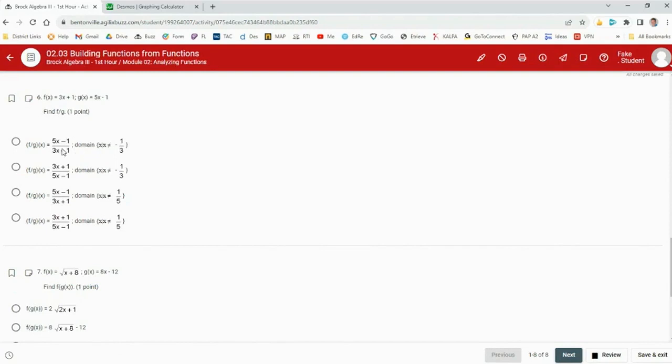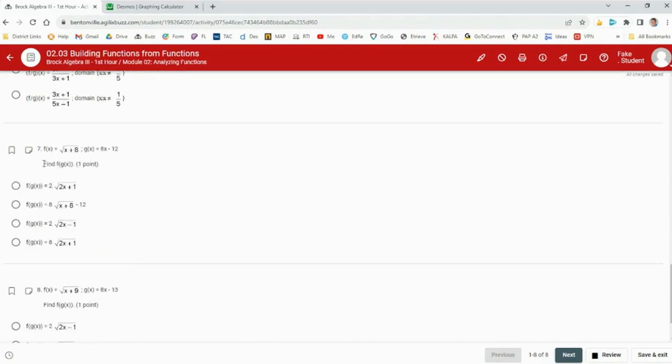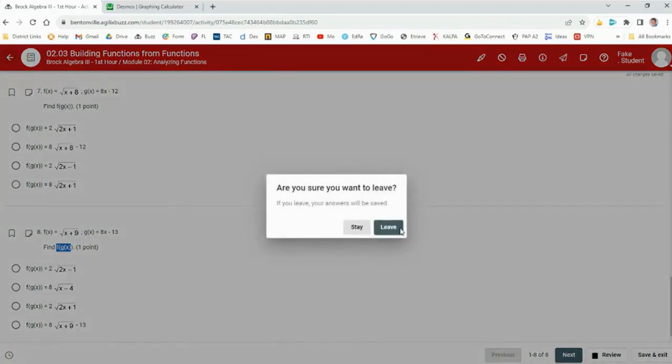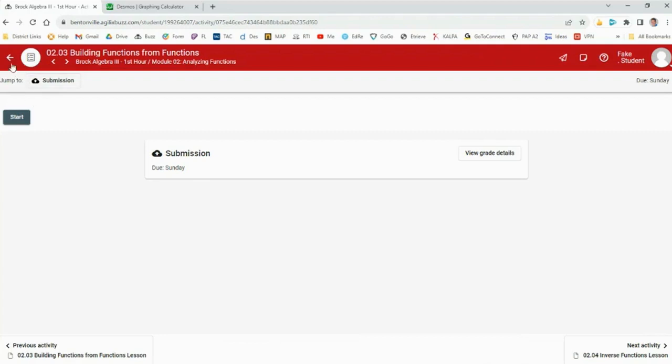Find f divided by g again. Now here's f of g of x. So we've basically got 2 problems of each kind, right? F of g of x. When you substitute g of x in for the x and simplify, which one of those equations will you get when you simplify it? And there's another one, g of f of x. When you substitute g into the f and simplify, what do you get? 8 questions. And finally, let's look at 2.04.